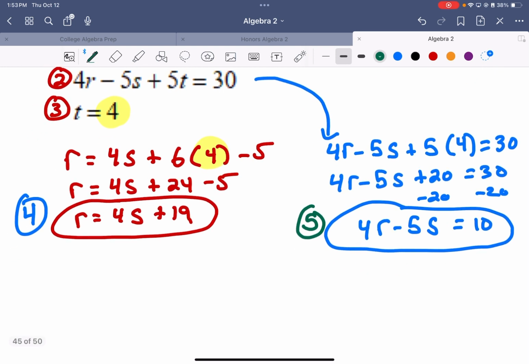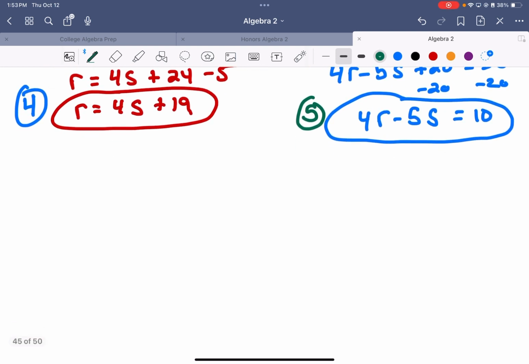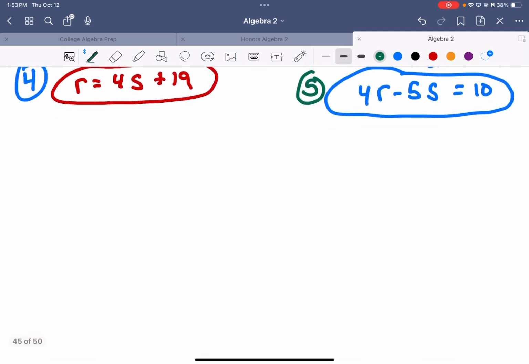But now notice 4 and 5. How many variables do 4 and 5 have? 2. There's 2 of them, and there's 2 equations. Now we can go back and use 4 and 5 just like we did this whole week when we have 2 equations. So we're going to ignore equations 1, 2, and 3 for now. We're just going to look at equations 4 and 5. So those are the 2 equations that we're going to look at.